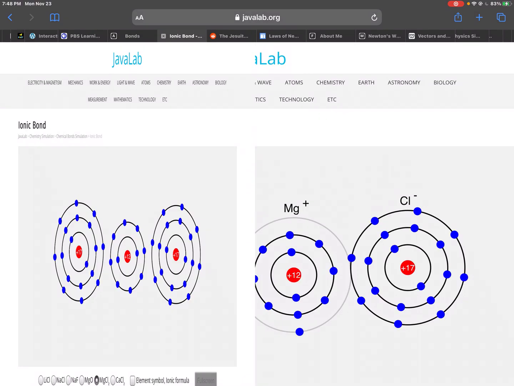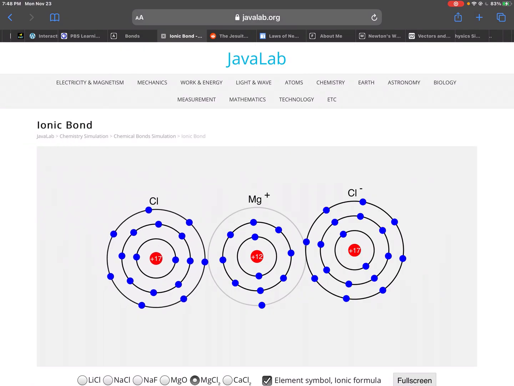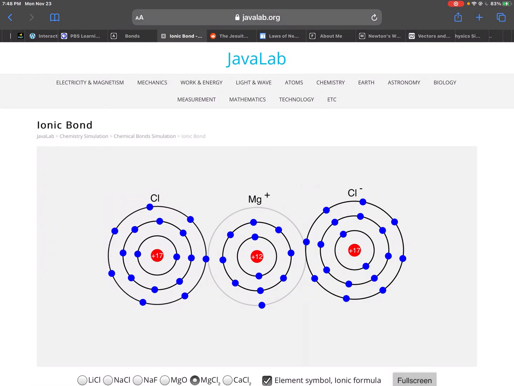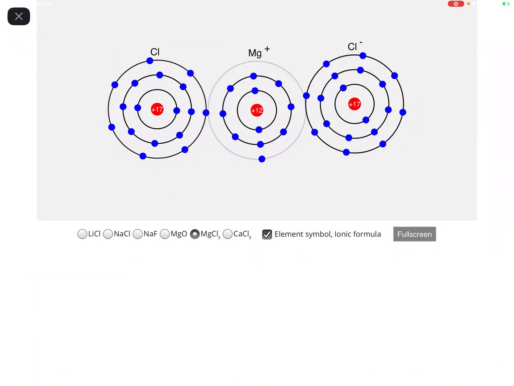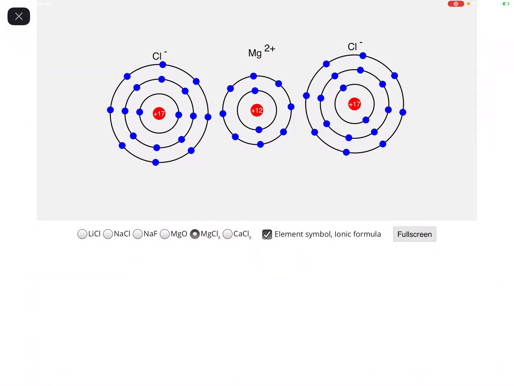And when that happens, magnesium forms a +2 because it needs to lose those 2 electrons. Each chlorine forms a -1. You add those together, you get a -2. +2 plus -2 equals 0. That's a neutral compound. So the formula would take 1 atom of magnesium and 2 atoms of chlorine. The formula would be MgCl2.